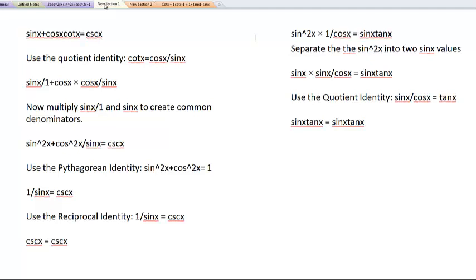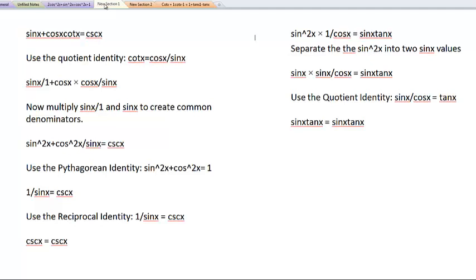You then use the Pythagorean identities. Sine squared x plus cosine squared x is equal to 1. You're left with 1 over sine x, which is equal to cosecant x. You use the reciprocal identity. Cosecant x is equal to 1 over sine x, and you leave the problem as cosecant x is equal to cosecant x.